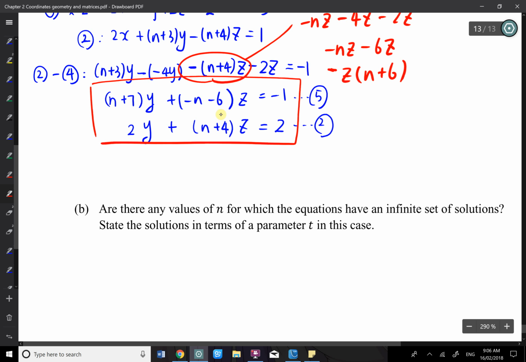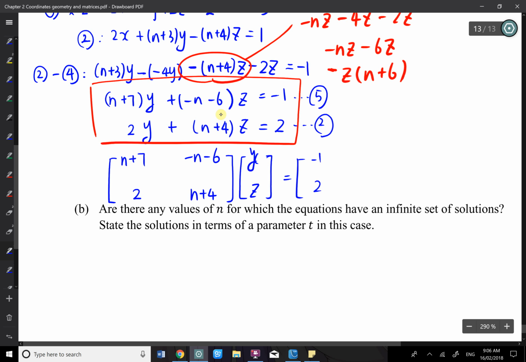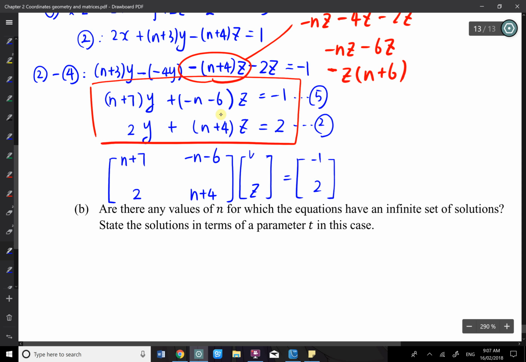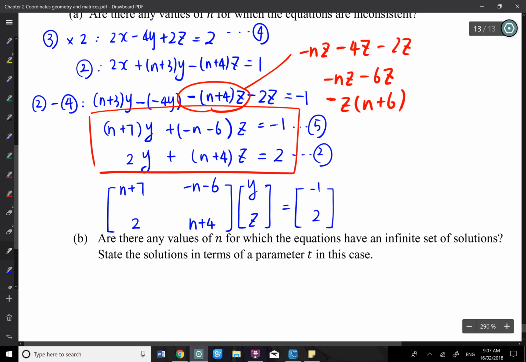Therefore, using the method we saw yesterday, we have the matrix n plus 7, 2, minus n minus 6, and n plus 4, times y and z, equals minus 1 and 2. Again, we are trying to solve a matrix equation. What we need to do is think about the determinant. So the determinant of this matrix equals n plus 7 times n plus 4 minus 2 times minus n minus 6.